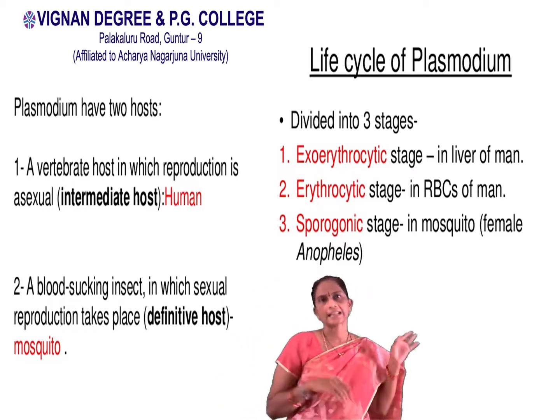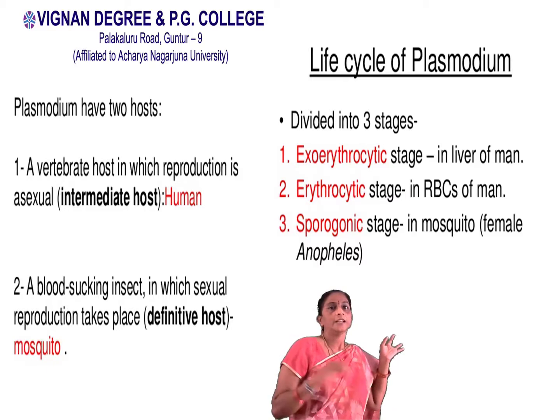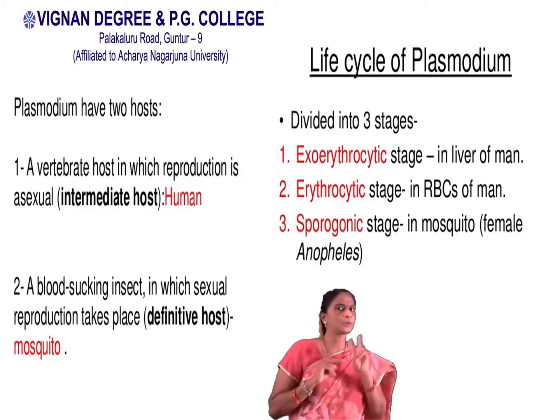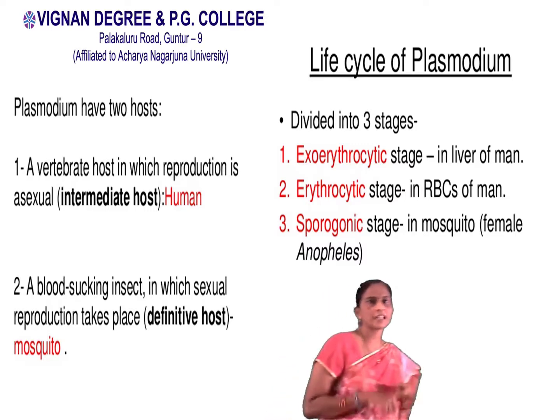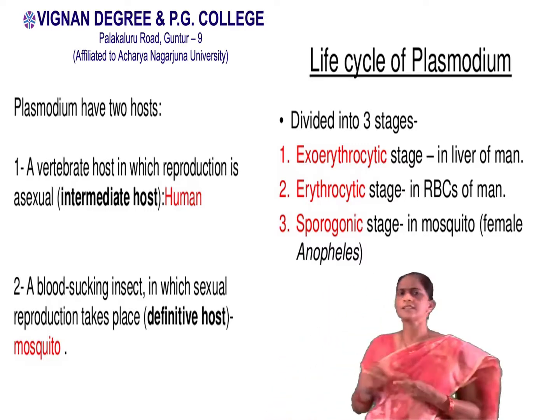Next, coming to the characteristics and life cycle. There are two hosts here, the intermediate host and the definitive host. The intermediate host is human. Humans are the intermediate host. What is the final host?